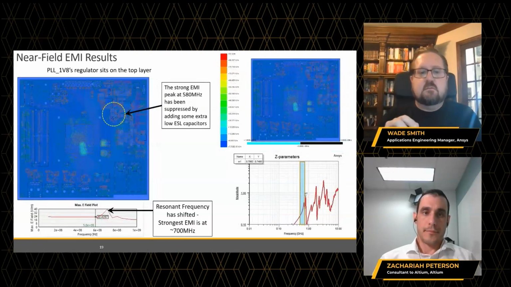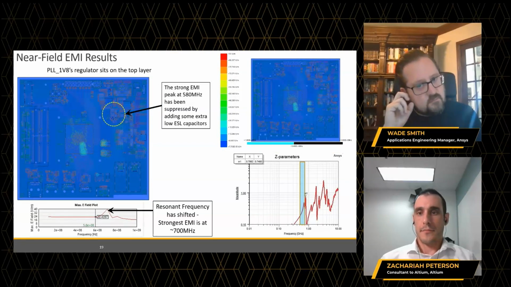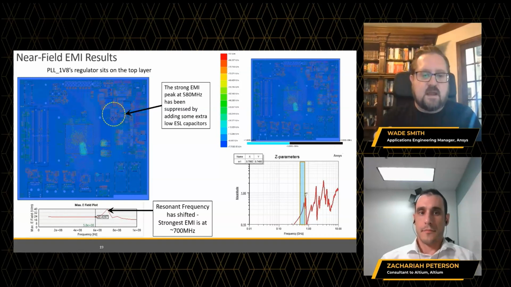And in this case, what we did was we placed 4 different low ESL capacitors around that area, and we essentially shifted the frequency off of 580 to a little bit higher frequency, but also suppressed the magnitude of that quite extensively.